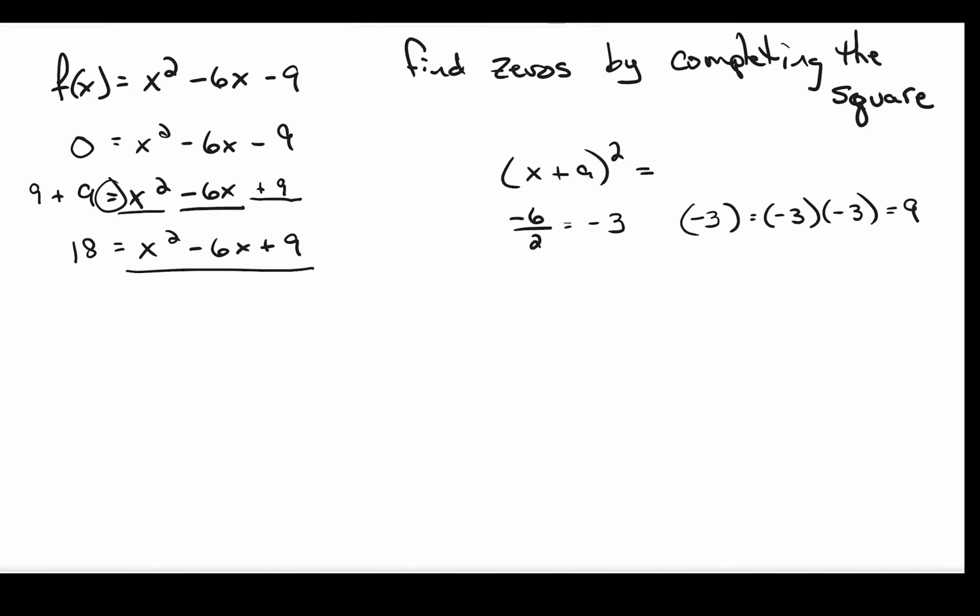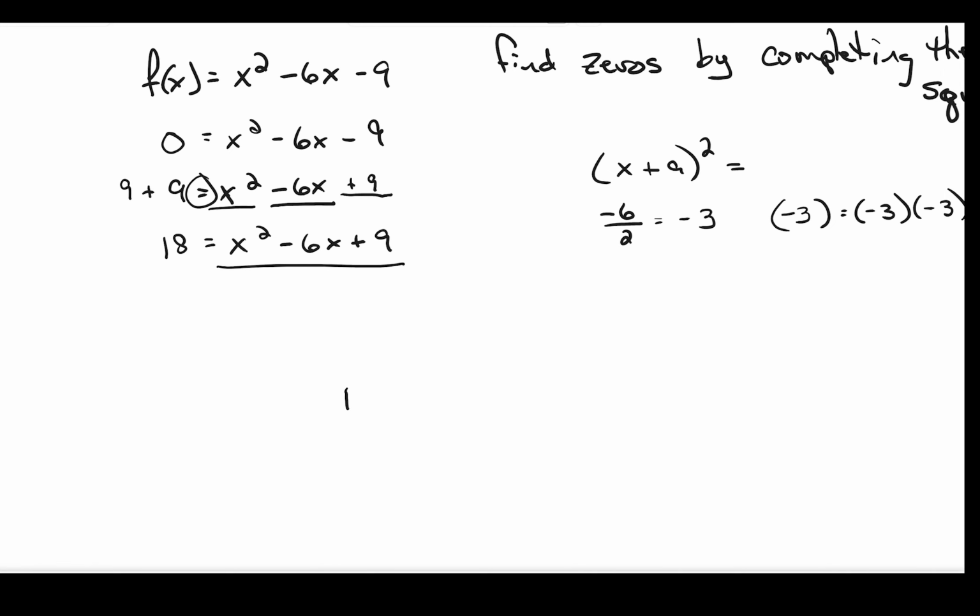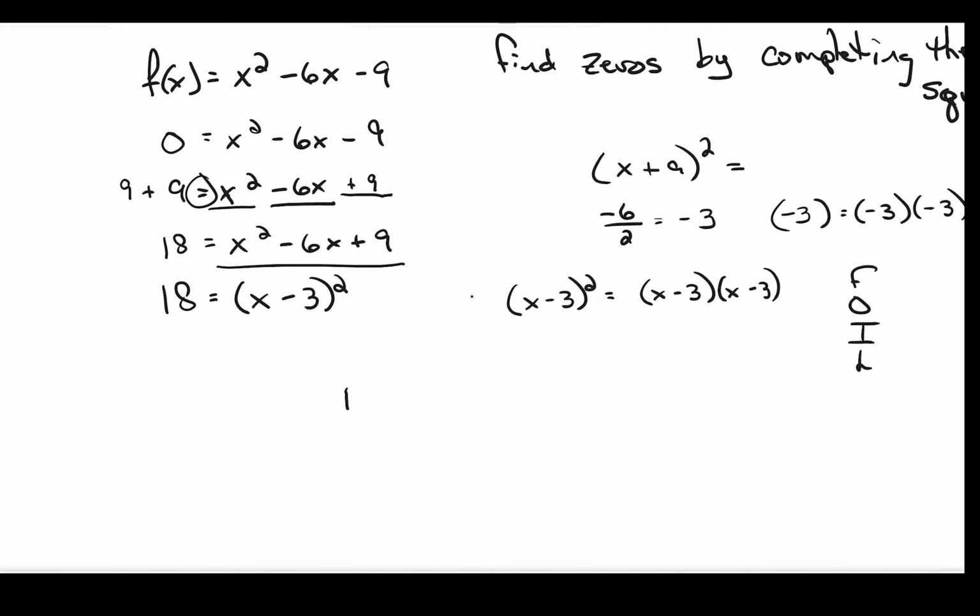And now we know that x squared minus 6x plus 9 is the perfect square of x minus 3 squared. I can prove that by saying x minus 3 squared is equal to x minus 3 times x minus 3. To multiply two binomials, we can use the FOIL method. You may remember that stands for first, outer, inner, and last.